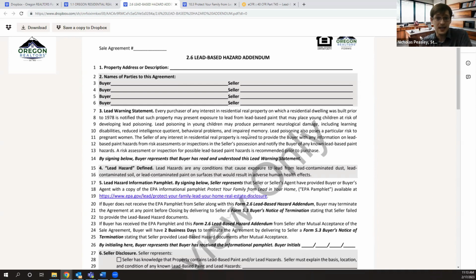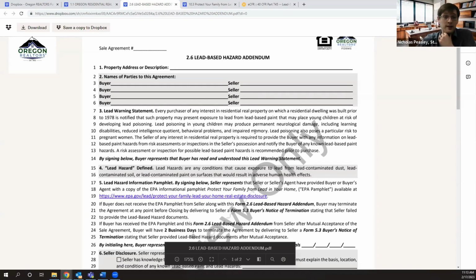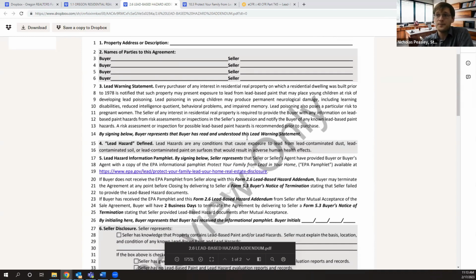If your buyer doesn't understand it, they should ask their broker, what does this mean? And you should be able to explain it. Essentially that lead is bad and you don't want to be poisoned by lead. And so you should do inspections and look for lead presence in the property because it's dangerous to your health and your children's health and it is generally something that is not allowed under federal law.